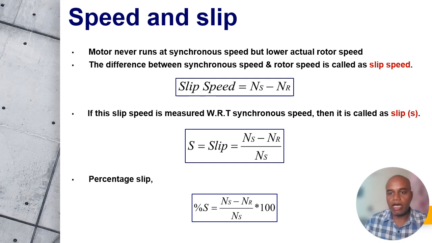So now we have come to the relation between slip and speed. As we know, Ns is the synchronous speed of the rotating magnetic field, and Nr is the speed of the rotor. So slip is given by (Ns minus Nr) divided by Ns, and if I multiply it by 100, it becomes a percentage.